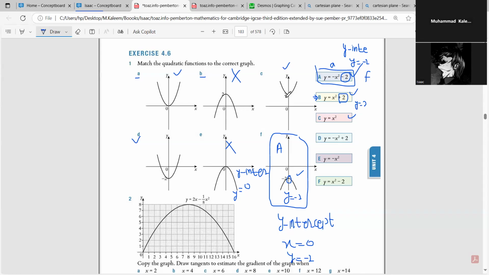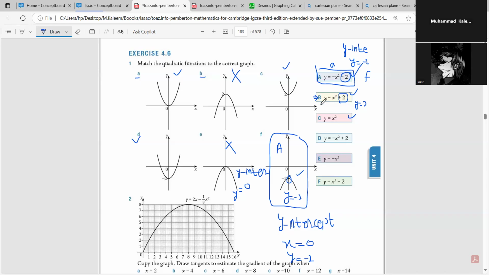We have two ways, right? One is the graphical method, one is the mathematical method. If you are finding the y-intercept from the graph, then you just have to check at which point the graph is cutting the y-axis. That point will be the y-intercept. If you are checking the y-intercept from the equation, you just have to replace x with 0 in that equation and find out the value of y. That will be your y-intercept.